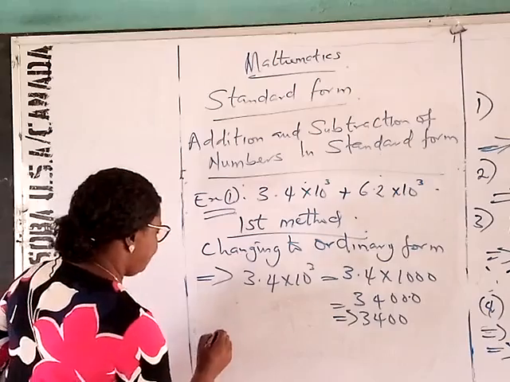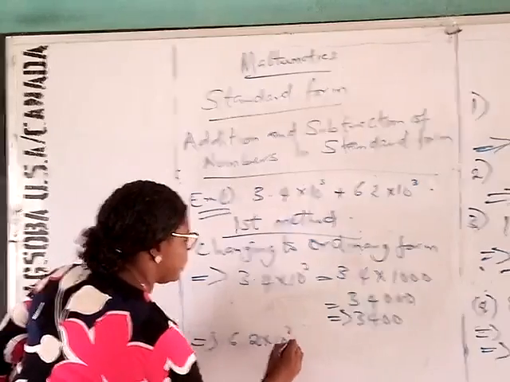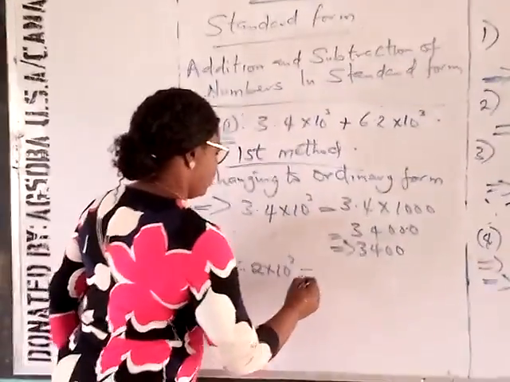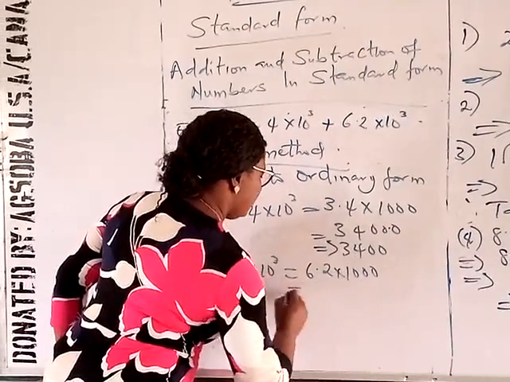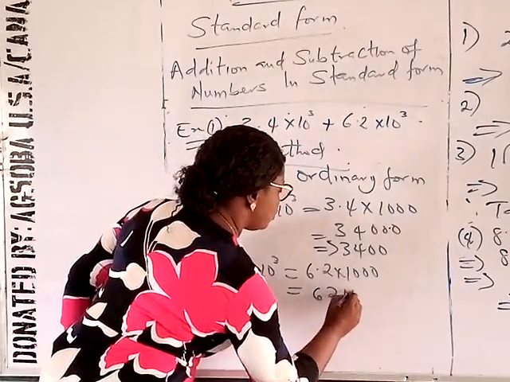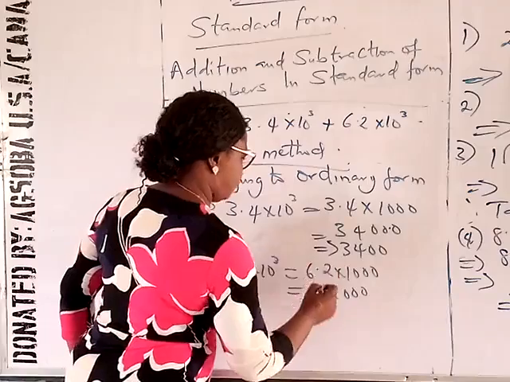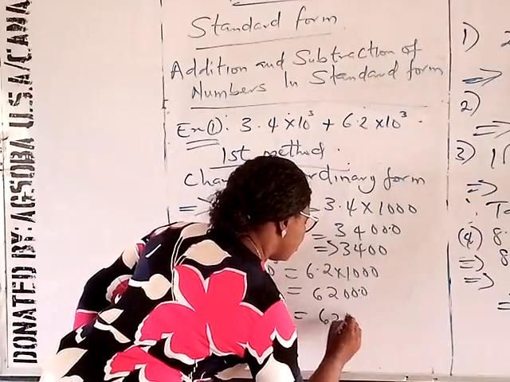Also, we have 6.2 times 10 raised to the power 3. Just as we did this, you have 6.2 times 1000, leaving us with 62000. 10 is cut off because of the figure at the back of the decimal point, and we are left with 6200.